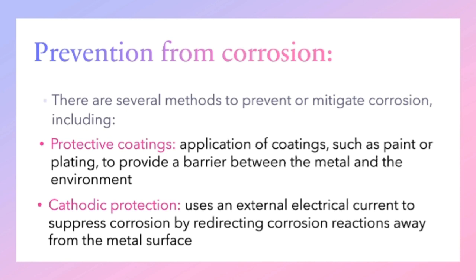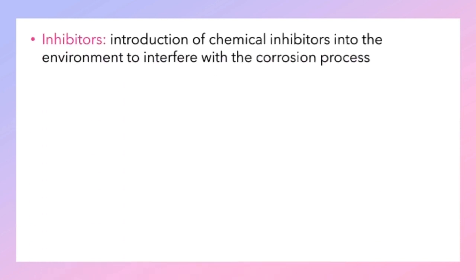The second one is cathodic protection. It uses an external electric current to suppress corrosion by redirecting the corrosion reaction away from the material surface. These are the two methods. Next, we will see another method to prevent corrosion.